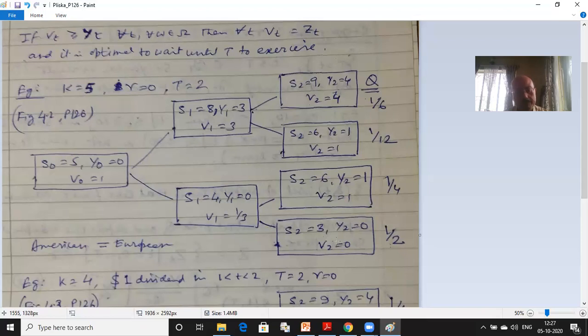Now I have to fold back. If I fold back to day 1, now in the upper node on day 1, think of the stock price S1 equal to 8 case. What is the value of the European option now? See, the European I cannot exercise now. So for me, the value of the European option is the expected value of what can happen tomorrow. So it is the combination of the top two boxes, either 4 or 1 with probabilities 1/6 and 1/12, which gives me a V1 equal to 3.